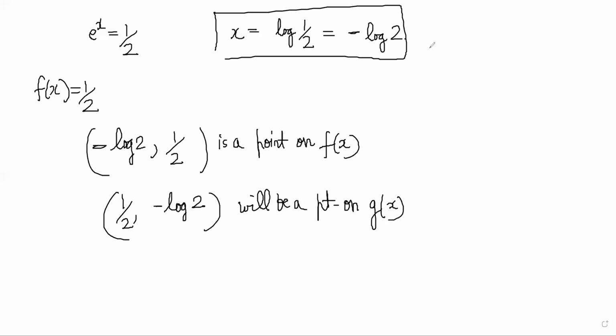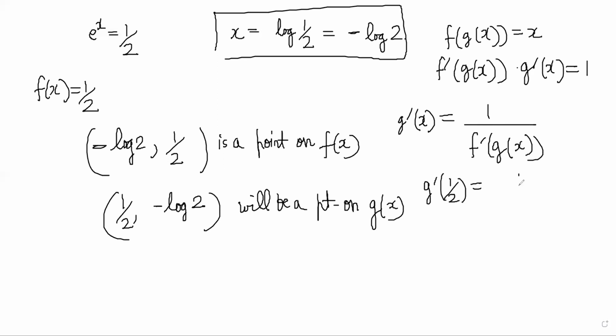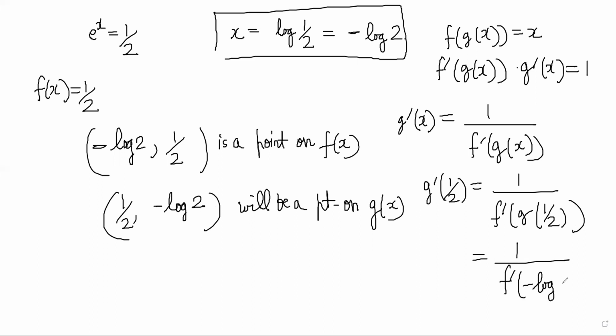So now we'll go back to what we have to do here. We have f of g of x is equal to x. So f dash g of x into g dash x should be 1. So g dash x should be equal to 1 by f dash g of x, and g dash half is basically 1 by f dash g of half. So this is 1 by f dash of minus log 2. So what is f dash minus log 2? That is what we have to find, right?